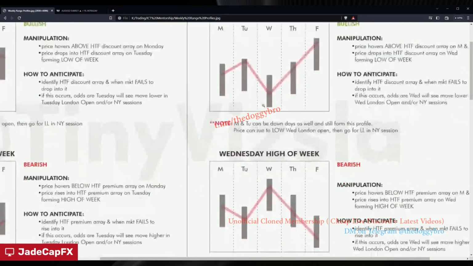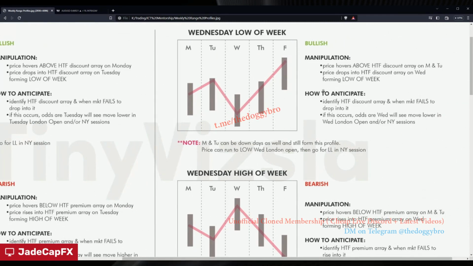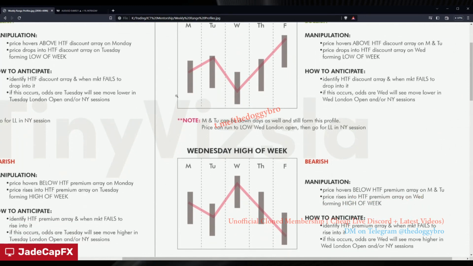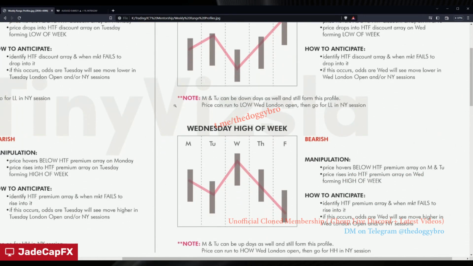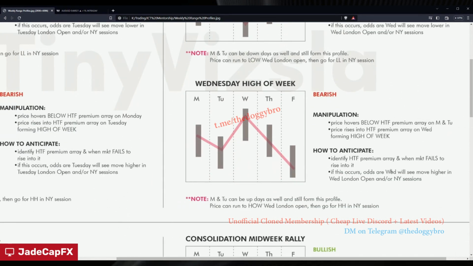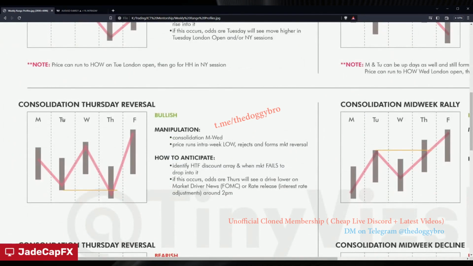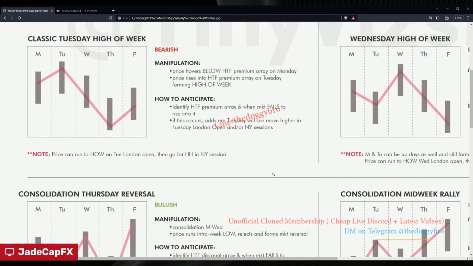Wednesday, many times this Wednesday profile can occur when there's FOMC on Wednesday or some other high impact news event. So you're going to have to check the calendar each day going into the week to see what this profile might look like. A lot of times you'll see a Wednesday high or low of the week if we have an interest rate announcement, FOMC, consolidation midweek rally, or consolidation Thursday reversal.